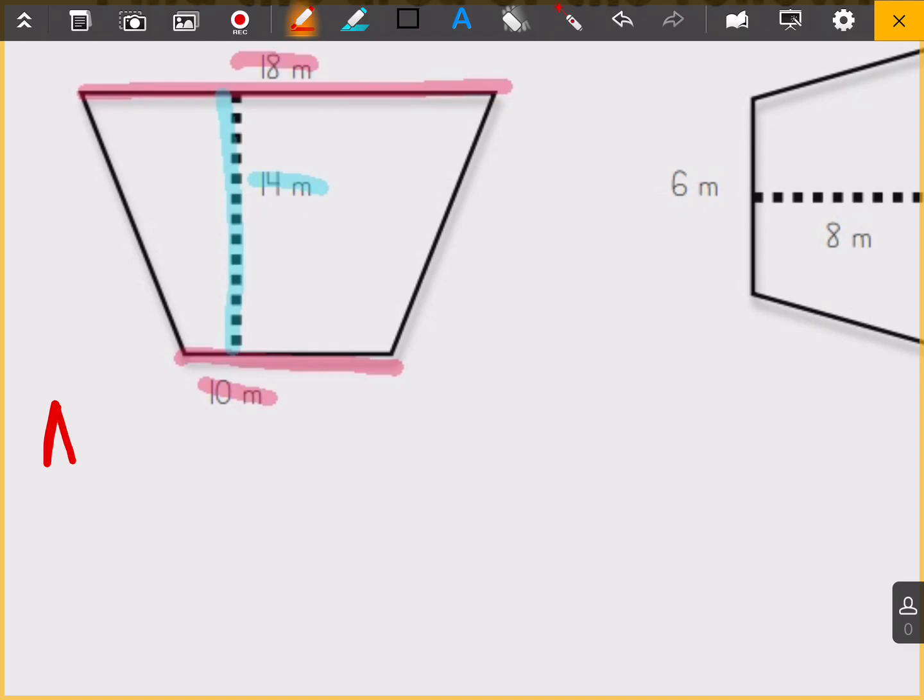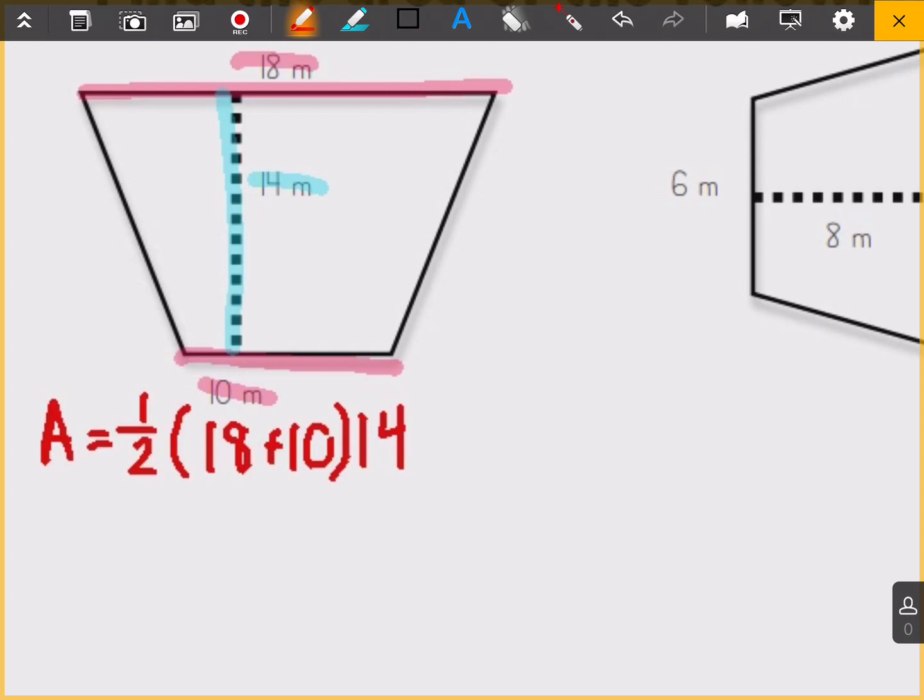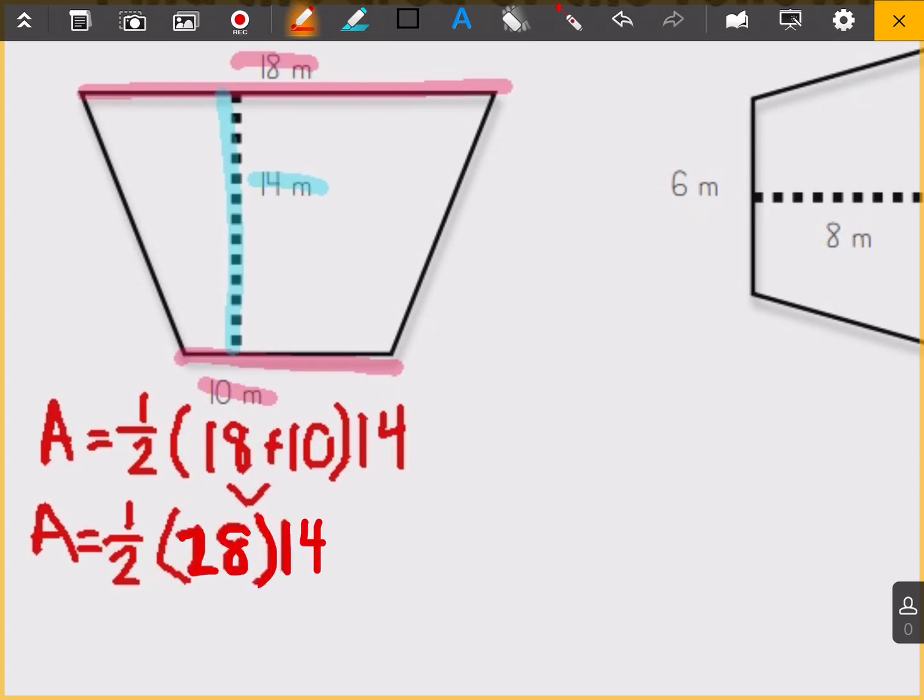So I would write this as area equals 1/2, and in parentheses I'm going to put my two bases before I add them together, 18 plus 10, close parentheses, and then I'm going to put my height at the very end, 14. I'm going to solve this following order of operations, or PEMDAS. So obviously the first thing I need to do is the parentheses. So my 1/2 stays out here, and I'm going to do 18 plus 10. That gives me 28, and 14 stays on the outside.